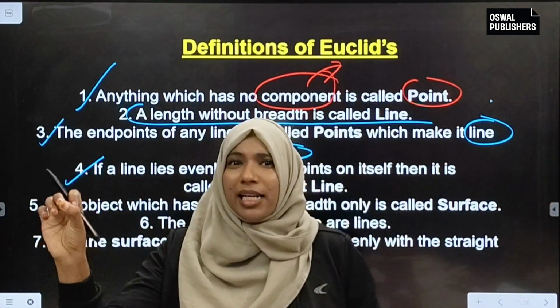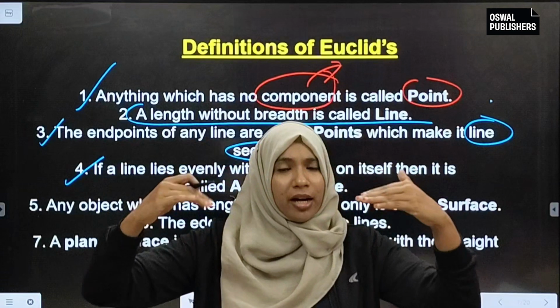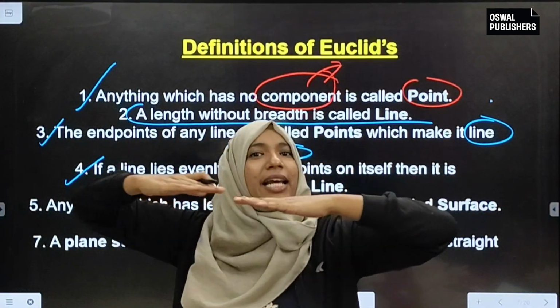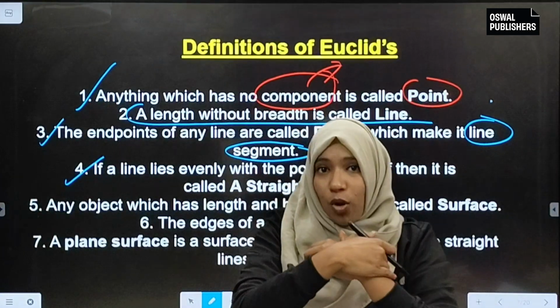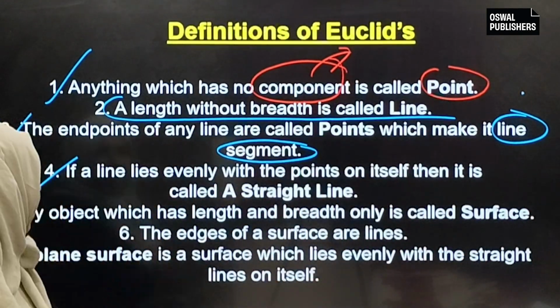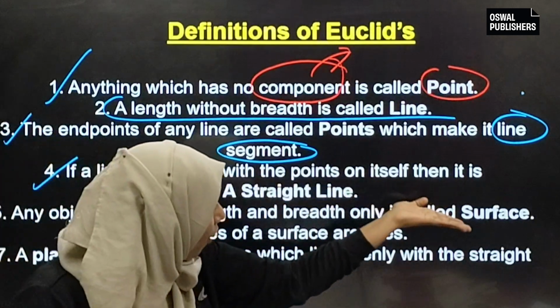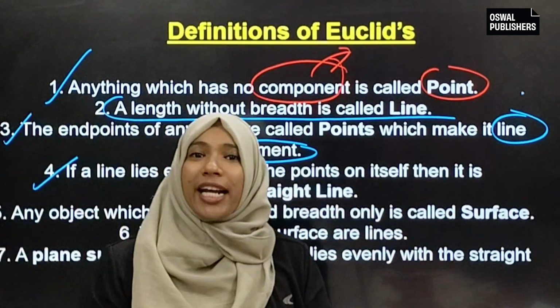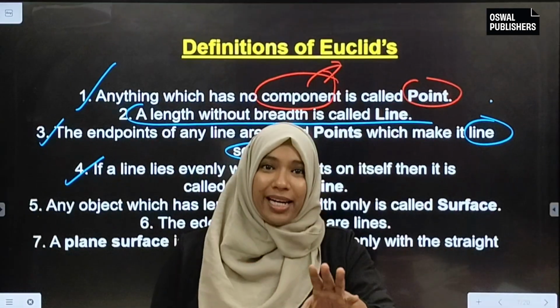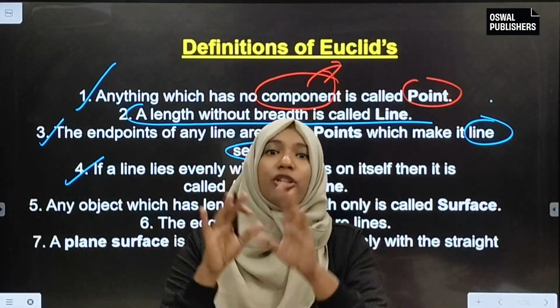ആൻഡ് ഒരു സ്ട്രെയിറ്റ് ലൈനിൽ എന്തായിരിക്കും? പോയിന്റ്സ് എല്ലാം വൺ ഡയമെൻഷണൽ ആയിട്ട് ഈവൻലി പൊസിഷൻ ചെയ്ത് നിൽക്കുന്നു. അപ്പോ ഇഫ് ദ പോയിന്റ്സ് ആർ ഈവൻലി പൊസിഷൻഡ്, ഓക്കെ, ഇഫ് എ ലൈൻ ലൈസ് ഈവൻലി വിത്ത് ദ പോയിന്റ്സ് ഓൺ itself, then it is called a straight line. You know what is a straight line, right? It does not have a curve or a bend and it maintains the same direction throughout.